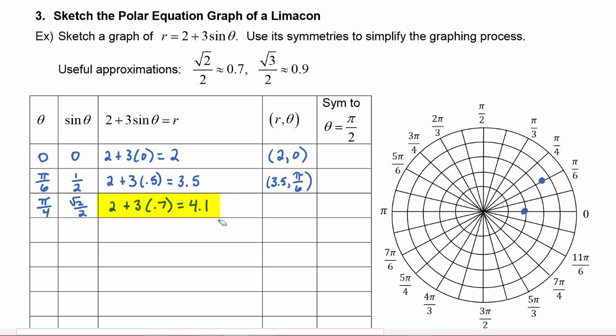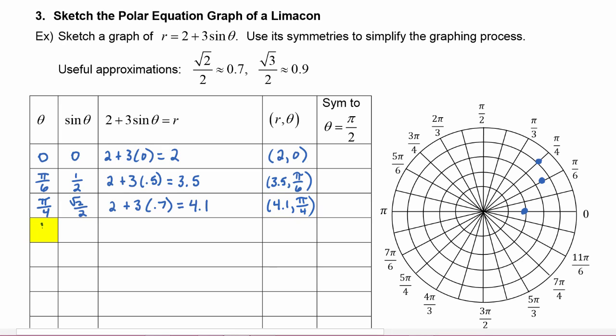Okay, so we found r is 4.1. So the point we're going to plot is 4.1 comma pi over 4. So we come over to our coordinate plane here, and we go out a distance of 1, 2, 3, 4.1 towards pi over 4. And we have to estimate, just like you would in the rectangular coordinate system.